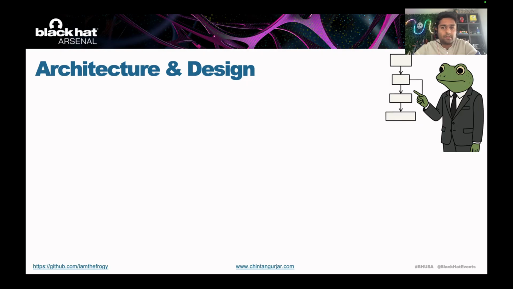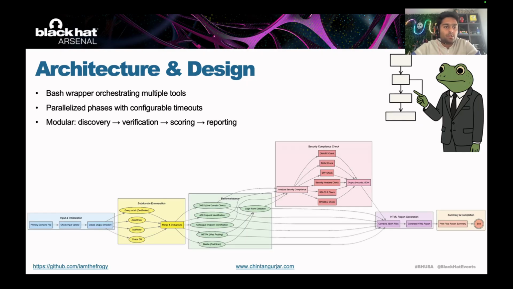So let's now discuss a bit about the architecture. It's a bash wrapper orchestrating multiple tools, as I mentioned. You can see the different boxes with different colors, and they are all parallelized phases. In the first phase, I'm getting the target list. In the second phase, I'm running a couple of tools in order to find more domains, and then I'm checking what is live and what is not.